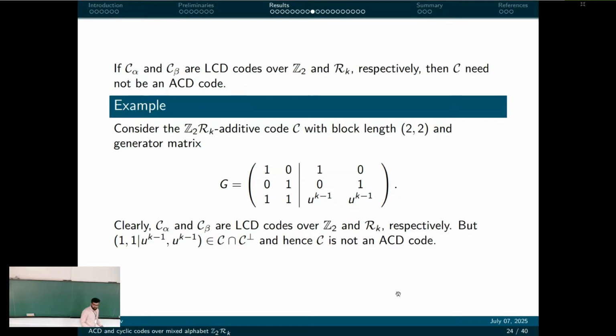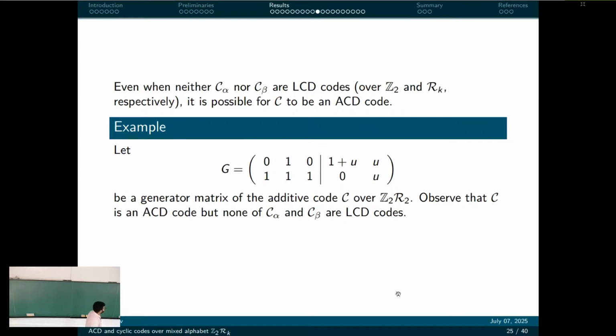Now we will see some situations when both C alpha and C beta are LCD codes, but still C is not an LCD code. If we see in this example, C alpha is nothing but Z2, so it is an LCD code, and similarly C beta is also LCD, but the C intersection C perp contains this element, so this is not an LCD code. And next, if neither C alpha nor C beta are LCD codes, C can still be an LCD code, so we have an example.